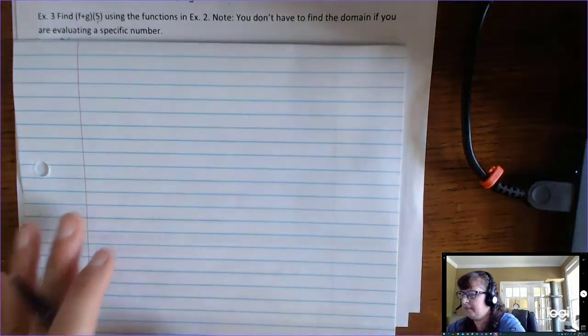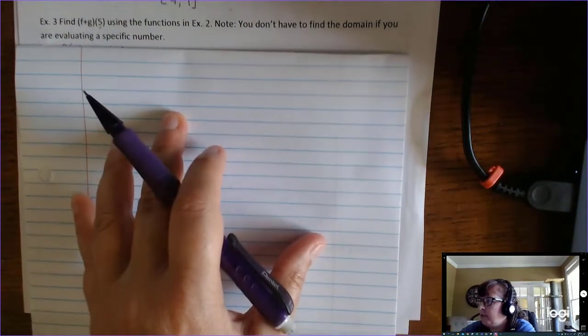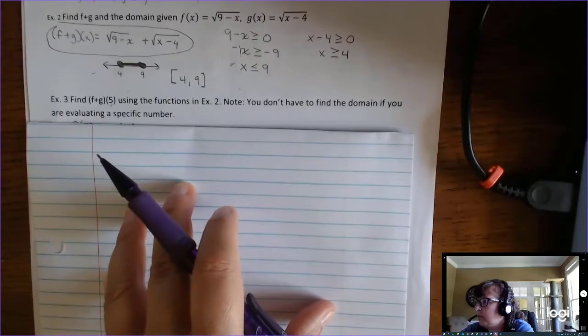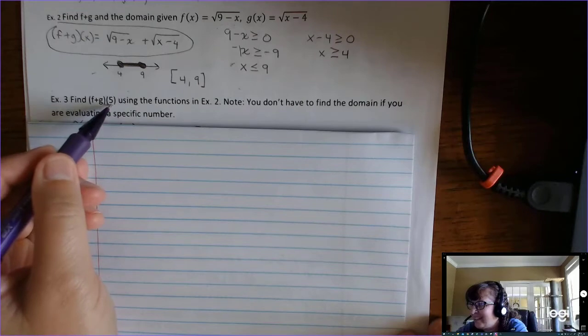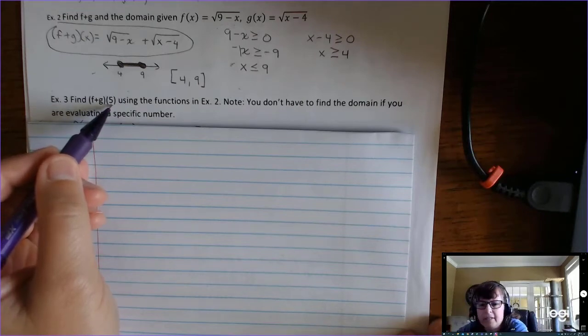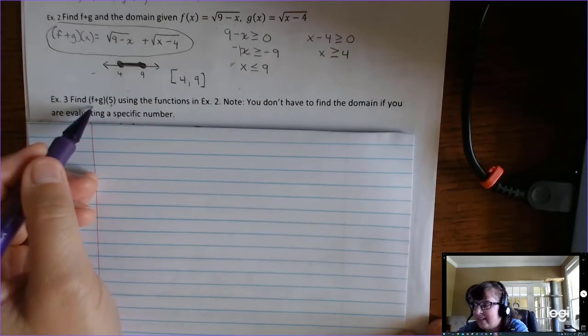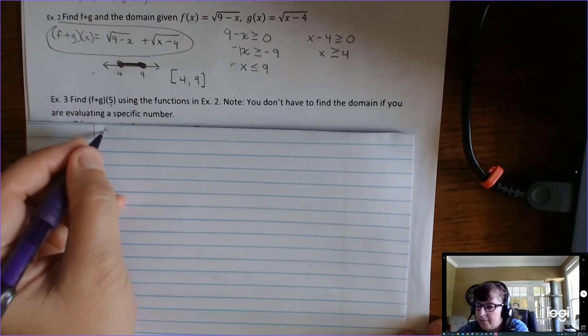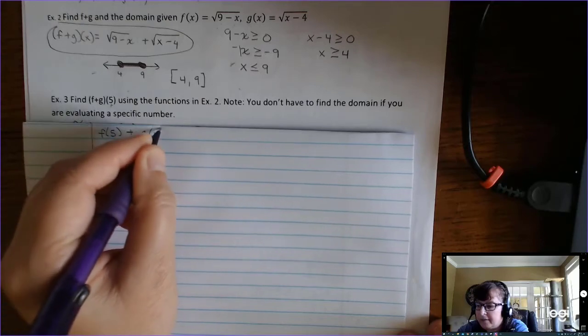Example 3, (f plus g)(5) using the functions in example 2. Okay, so this is a good example because this is my input, 5, and if I give you the one input, then you don't need to worry about the domain. And this is actually an easier problem. You just have to remember that (f plus g)(5) is the same as f(5) plus g(5).